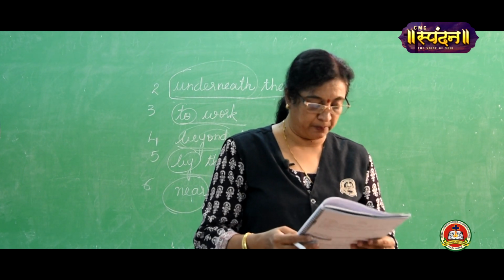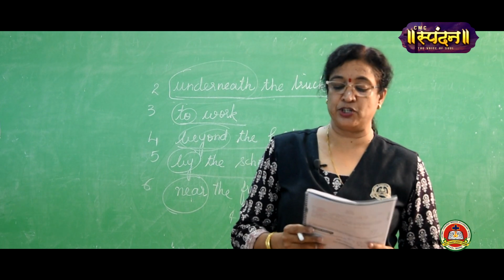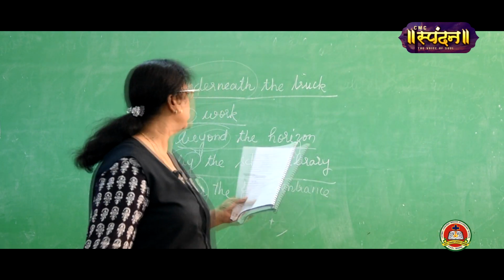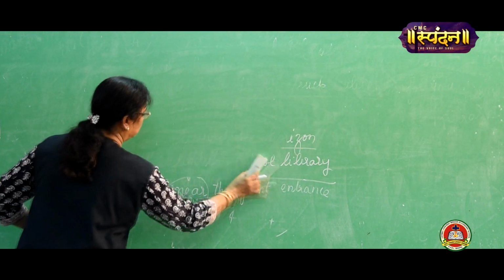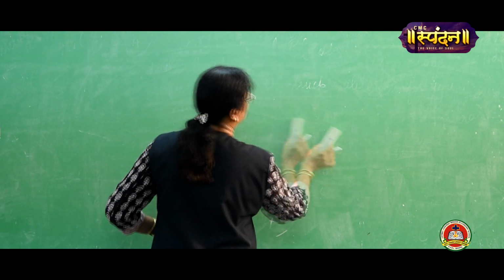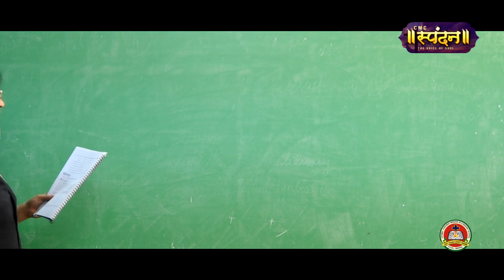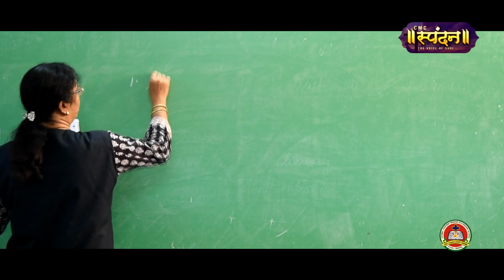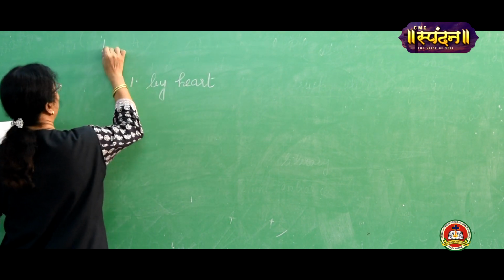Now, come to page number 32. Complete the sentences by choosing the correct prepositional phrases from the box. I think you all have done this. So, the teacher asked us to learn the poems. Answers are given. You have to find out the answer. The answer is by heart. This is the fourth one I am doing.